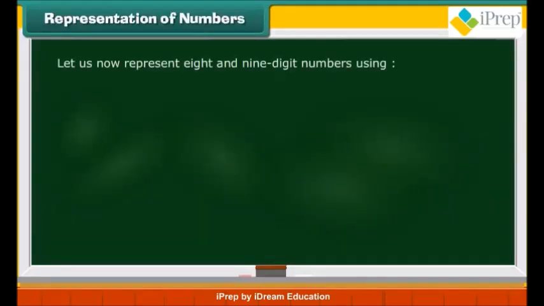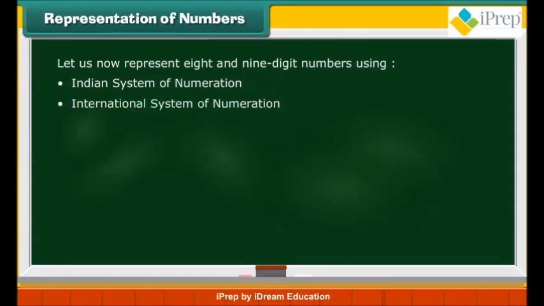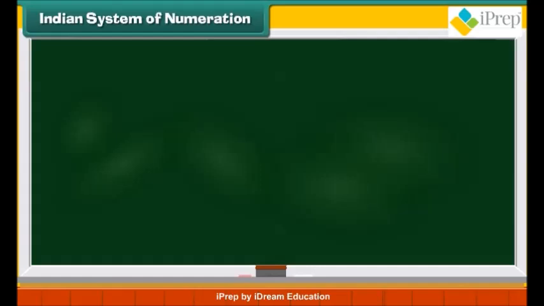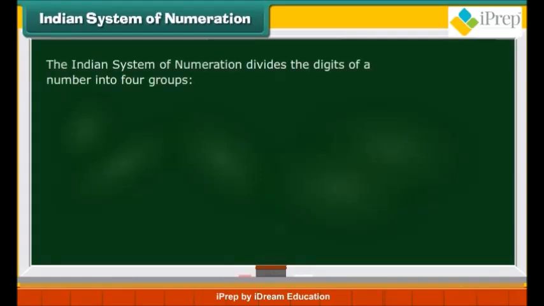Representation of numbers. Let us now represent 8 and 9-digit numbers using the Indian system of numeration and the International system of numeration. Let's learn more about number systems in our next screens. Indian system of numeration. The Indian system of numeration divides the digits of a number into 4 groups: ones, thousands, lakhs, and crores. Let us see how.